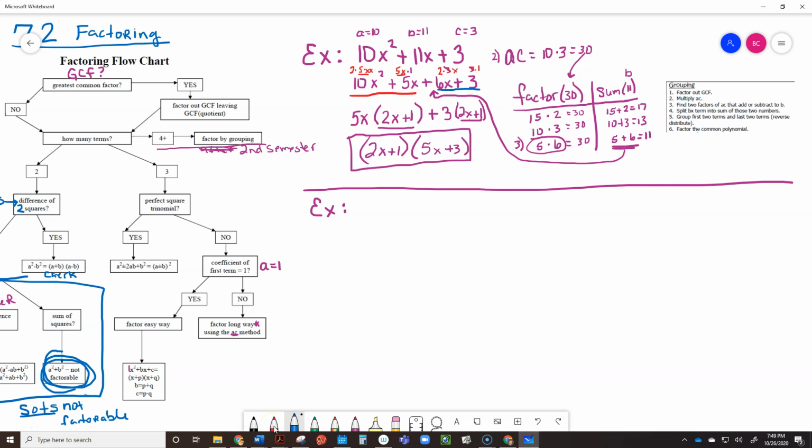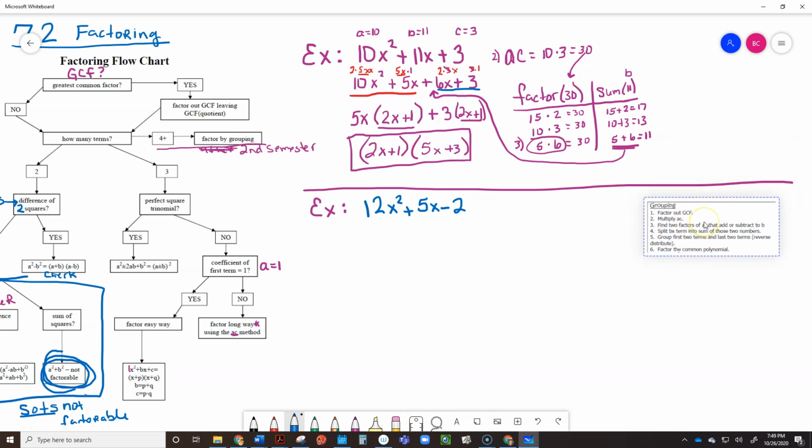Okay, so another example. 12x squared plus 5x minus 2. I'm going to use this same factor by grouping rules. Step number 1 is the same thing as our flow chart. Factor out a GCF. Do we have a GCF? 12, 5, and 2. Nope, 5 is prime, 2 is prime, no GCF.